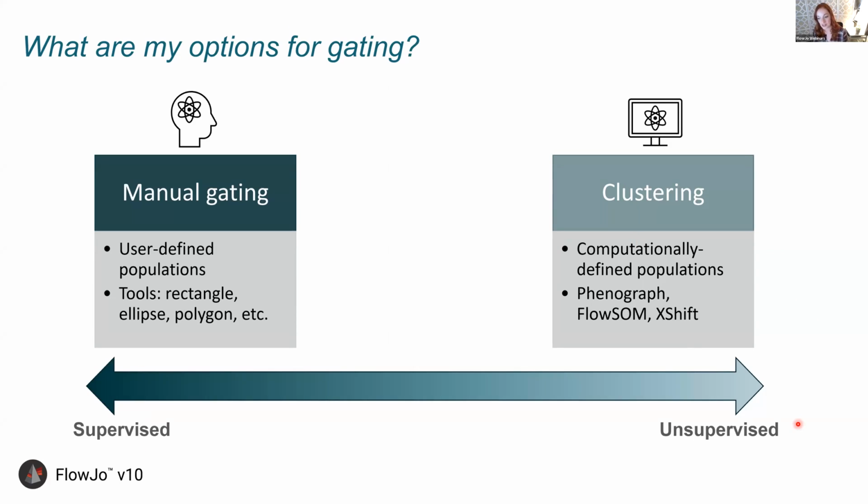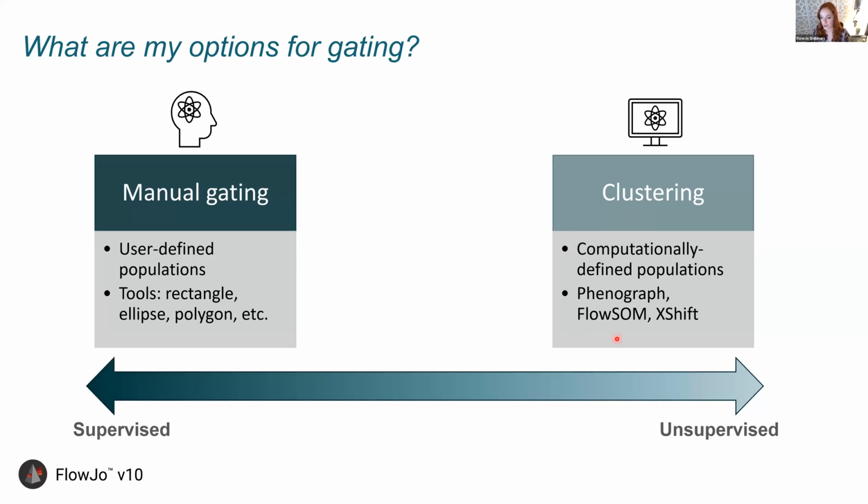And on the other far side of the spectrum, we have unsupervised tools, where you're basically letting the data speak for itself and trusting this algorithm to find these populations for you. These are typically in the category of clustering tools, where you're computationally defining populations and allowing those populations to be segregated in the high-dimensional space based on their expression patterns for their markers. And you don't get an opportunity to help that tool along and tell it what's positive, what's negative, what's a T cell, what's a B cell.